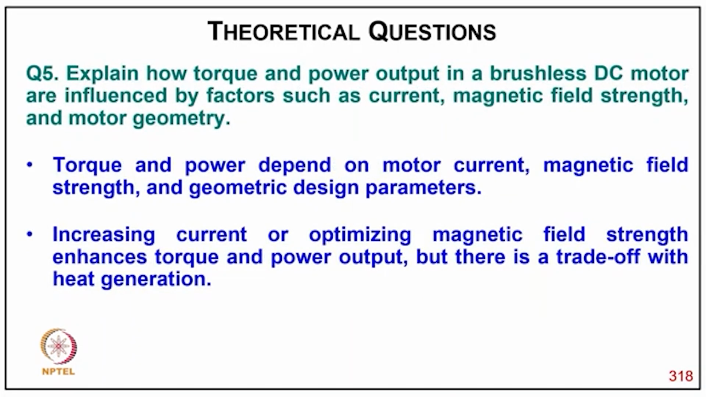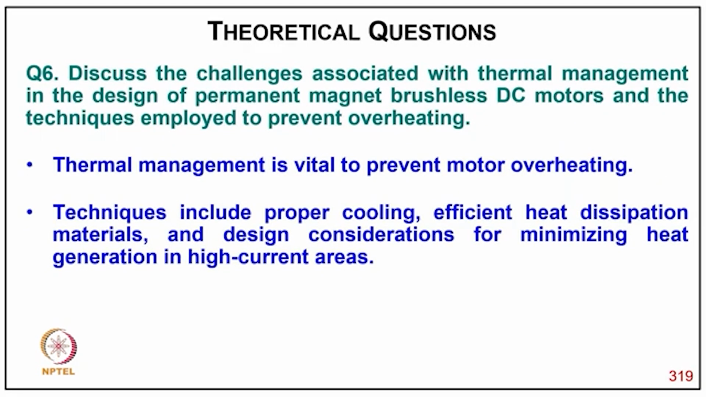Now coming to question 5, explain how the torque and power output in a brushless DC motor are influenced by factors such as current, magnetic field strength, and motor geometry. The torque and power depend on the motor current, magnetic field strength, and geometric design parameters. Increasing current or optimizing magnetic field strength enhances the torque and power output, but there is a trade-off with heat generation.